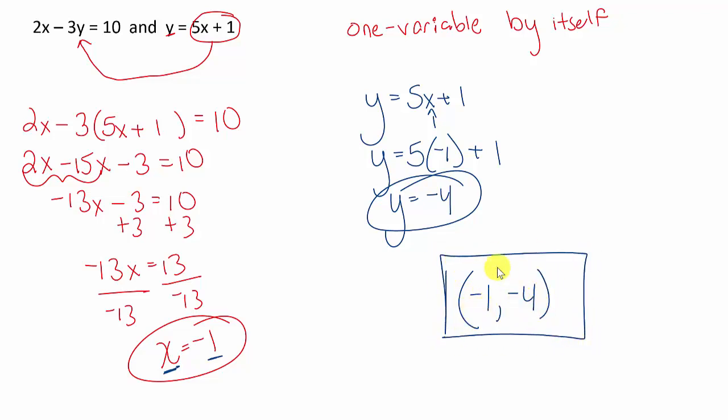Guys, these are the points that work for both equations. They make both equations true. This is the point of intersection if we were looking at a graph for these two equations.